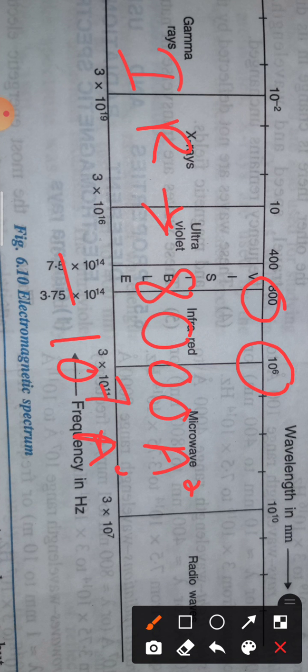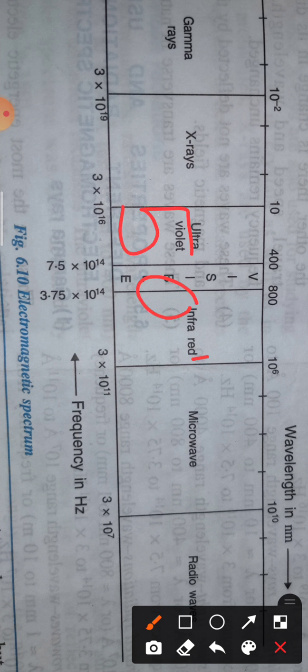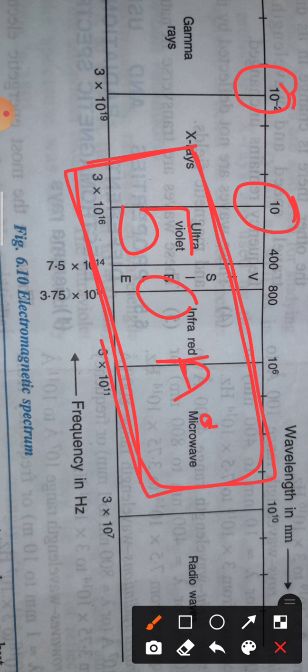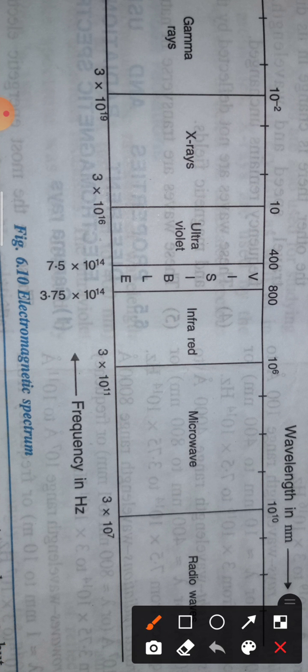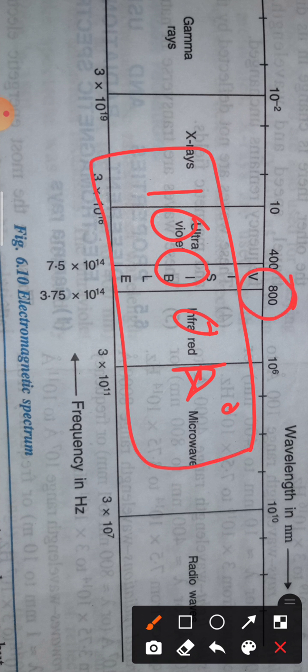A frequently asked question: suppose a wave has a wavelength of 50 angstrom, find the rays. 50 angstrom is between 0.1 angstrom and 100 angstrom, so it is X-ray. If the question says a wave has a wavelength of 1000 angstrom, then 1000 angstrom is not in the visible range, it is below 8000 angstrom, so that means it is infrared.